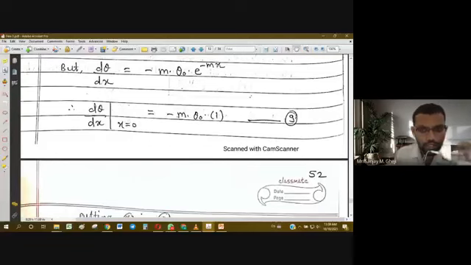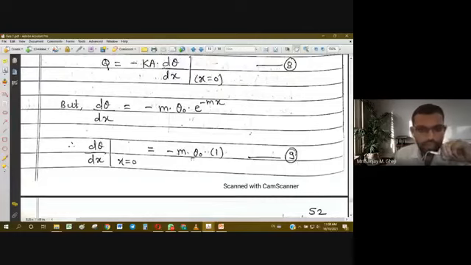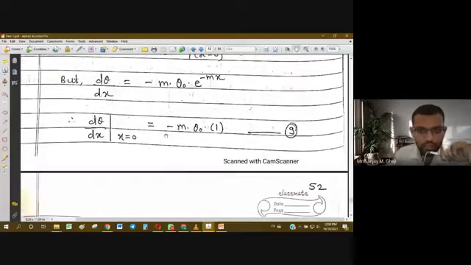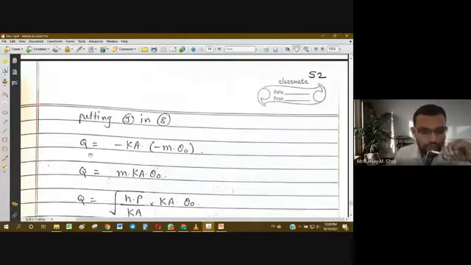Now we will put x equal to 0 in this equation. So minus m into theta 0, with x equal to 0, anything raised to 0 is 1. So minus m into theta 0. Let us say it is equation number 9. So we obtained this relation for this term. Now we can put this in equation 8. So the rate of heat transfer is equal to minus k d theta by dx at x equal to 0.